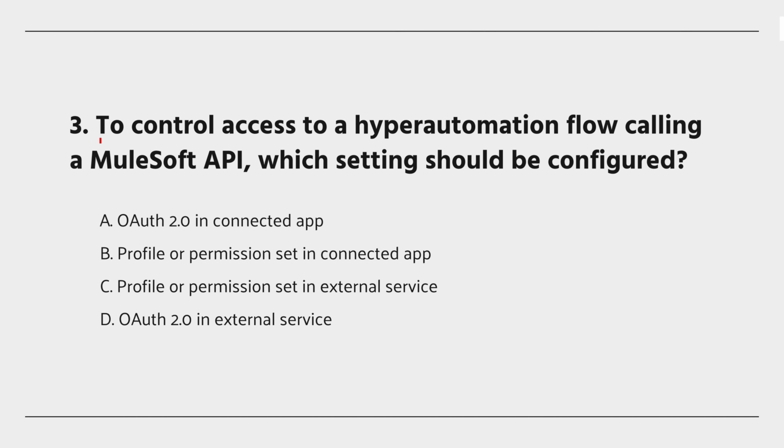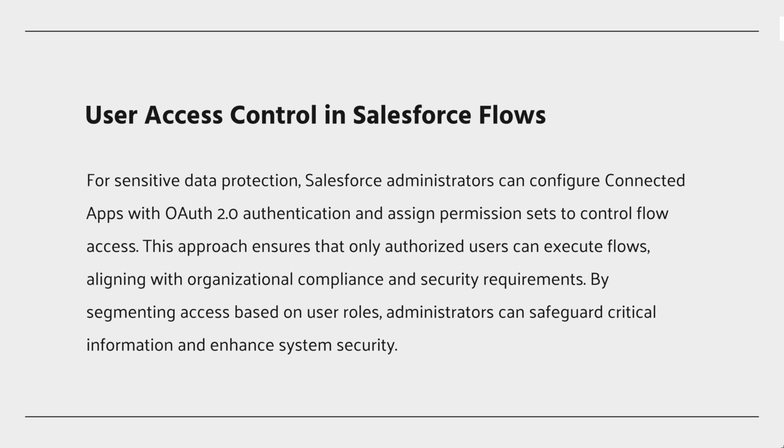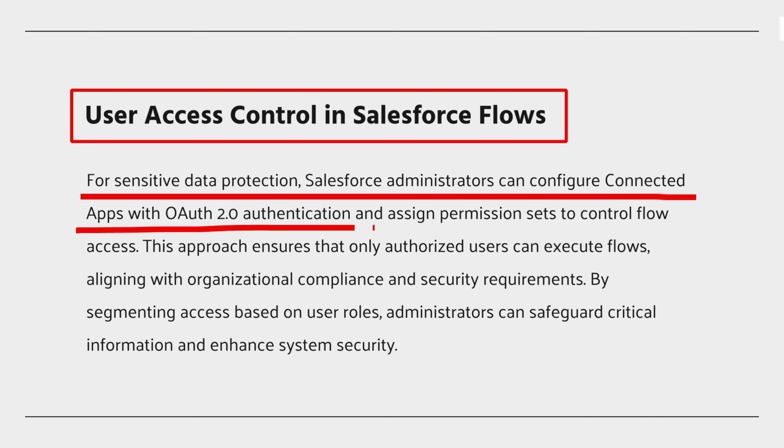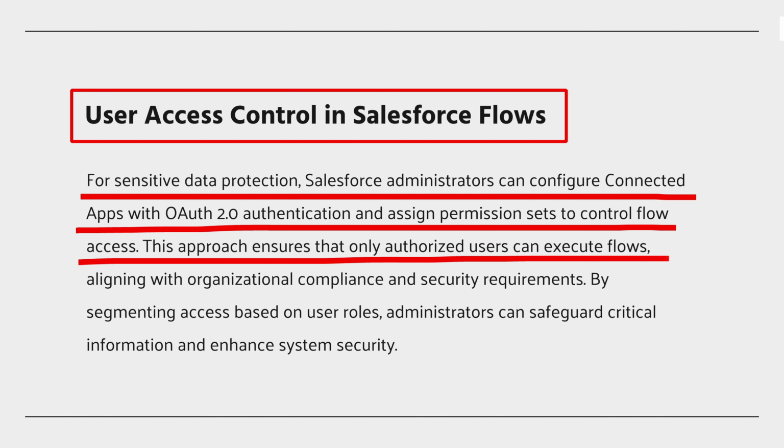Question 3. To control access to a hyperautomation flow calling a MuleSoft API, which settings should be configured? The knowledge points of this question are: user access control in Salesforce flows. To secure Salesforce flows, admins can use connected apps with OAuth 2.0 and assign permission sets, so only authorized users can access sensitive flows. This setup protects data and keeps things compliant with security rules.